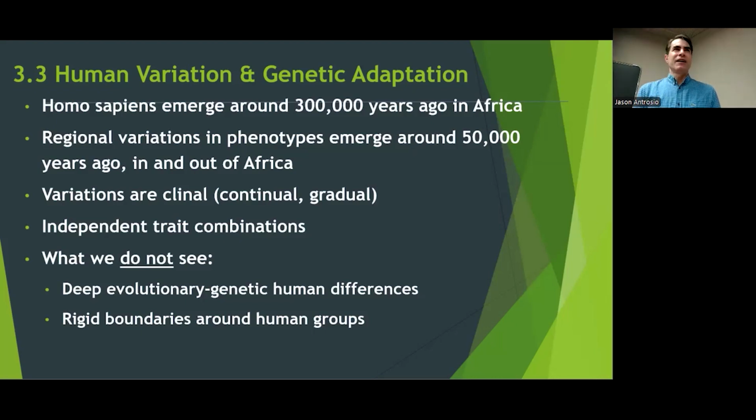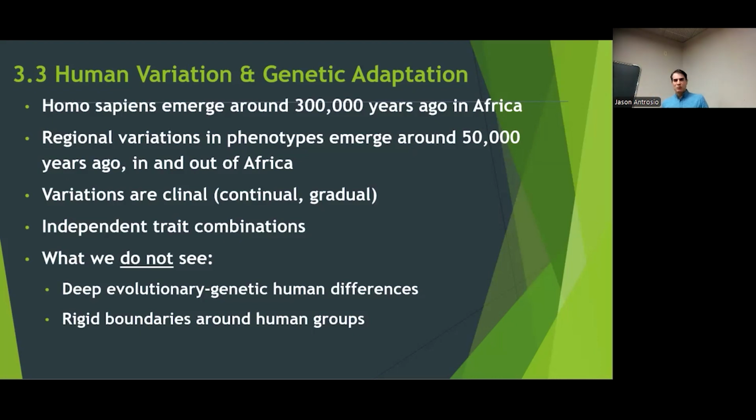What you're not going to get is that you suddenly crossed a river and you're in the land of the tall people now. Sure, people on average are going to be taller or shorter, but you're always going to see variation within any human population. We talked about in the last class how 85% of human genetic variation is going to be within any local human population. But you're also going to see, again, this gradual difference.